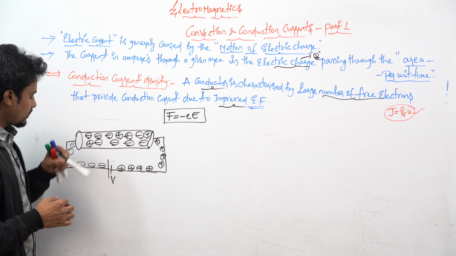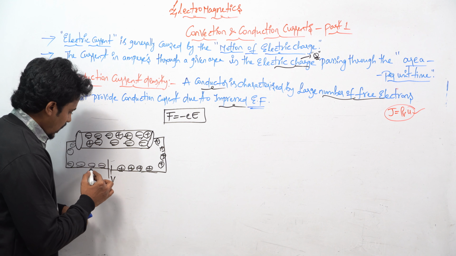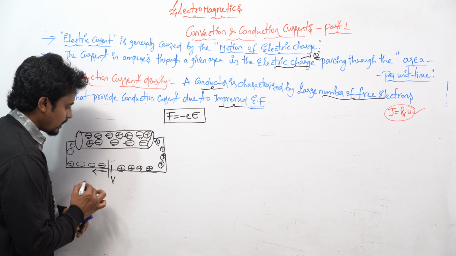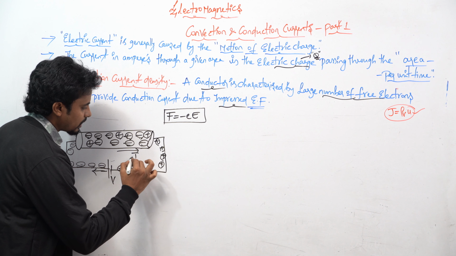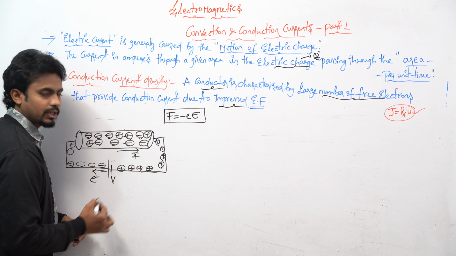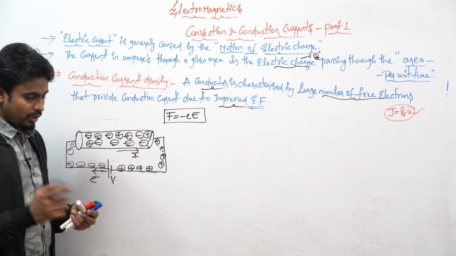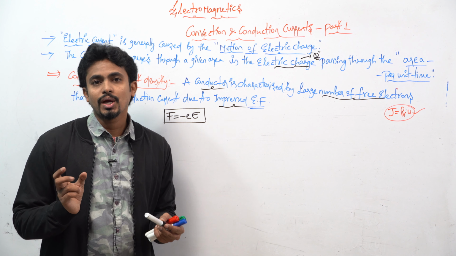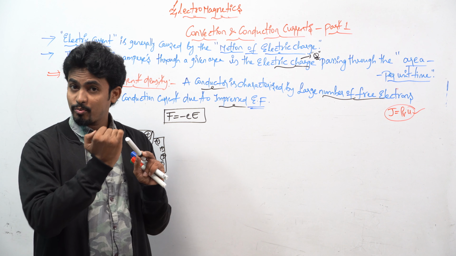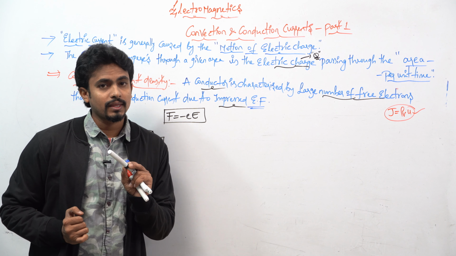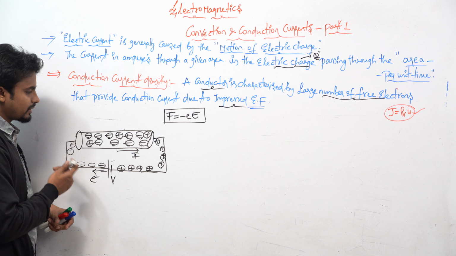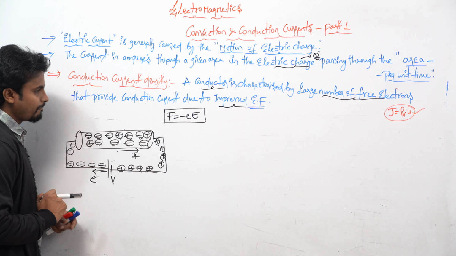For example, this is your electron current, and this is your conduction current. Here one thing you have to observe carefully: the conduction current and the electron current directions are always opposite to each other. You have to remember that. Here you can see the electron direction is like this and the conduction current direction is like this.